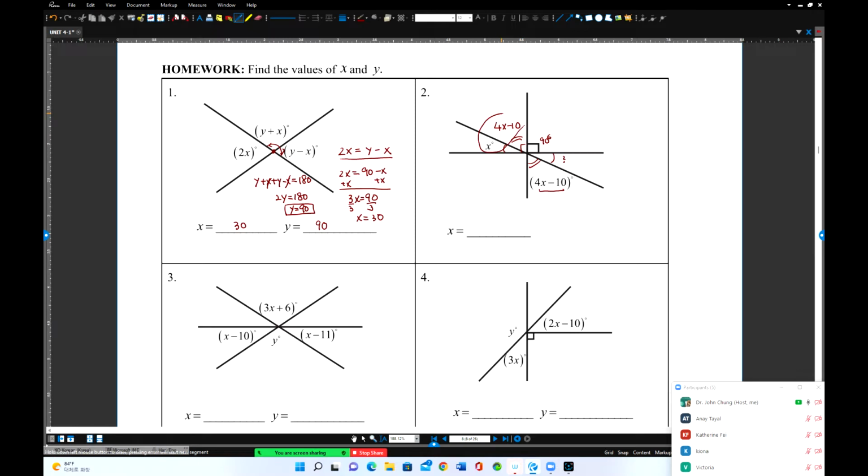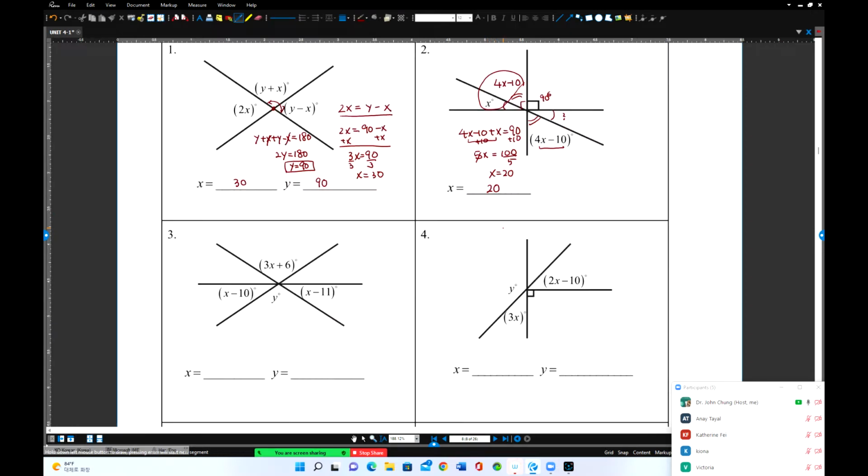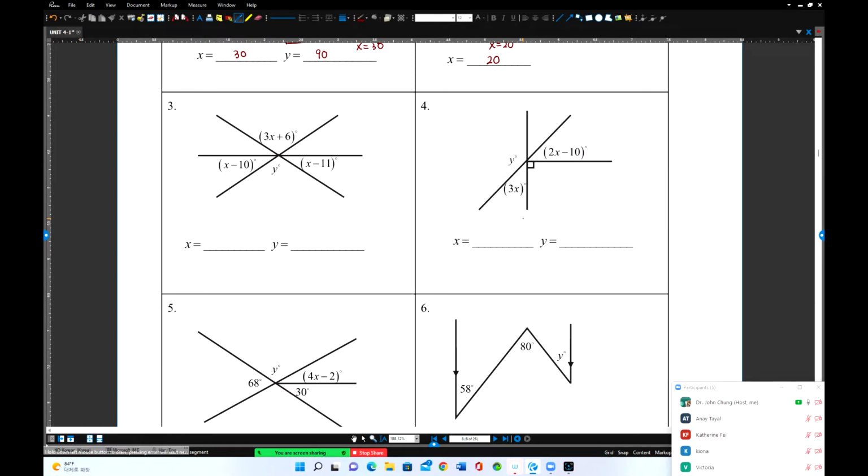The sum of these two angles must be equal to 90, right? 4x minus 10 and another x, that's going to be 90. 4x plus x is what? 5x, and plus 10 and plus 10, 100. Divided by 5, the value of x equals 20. It's okay.